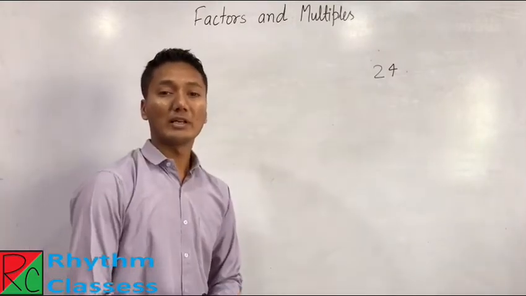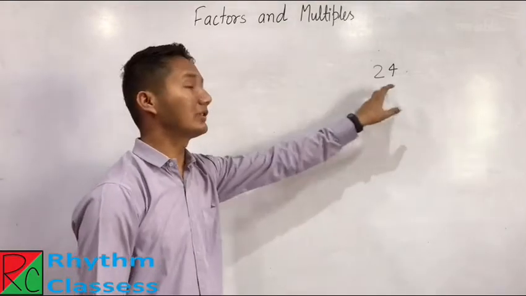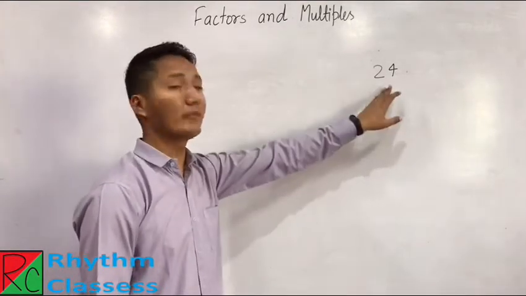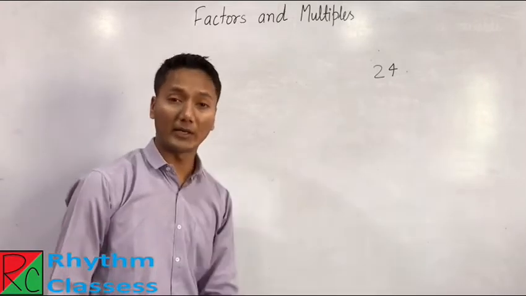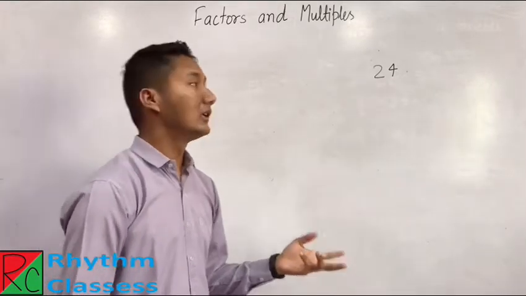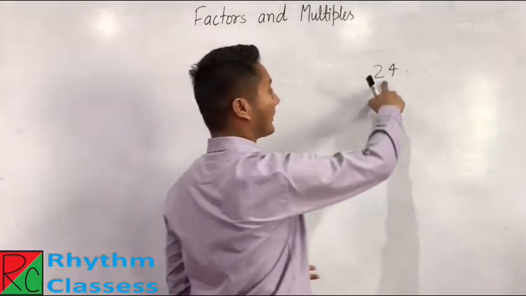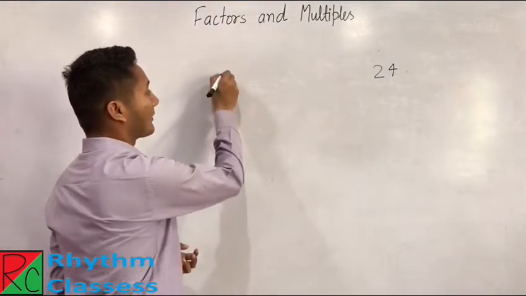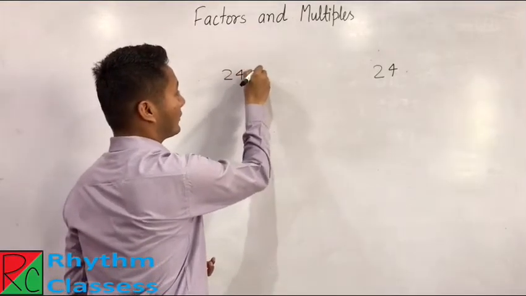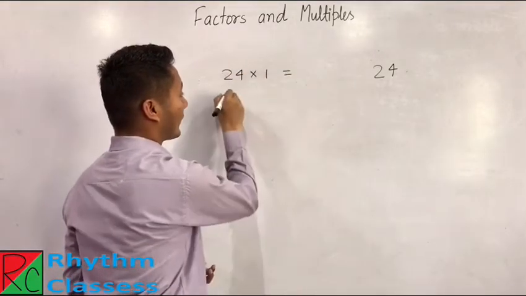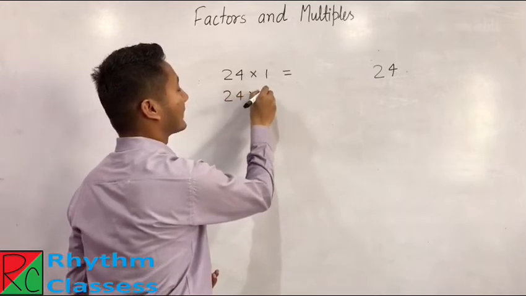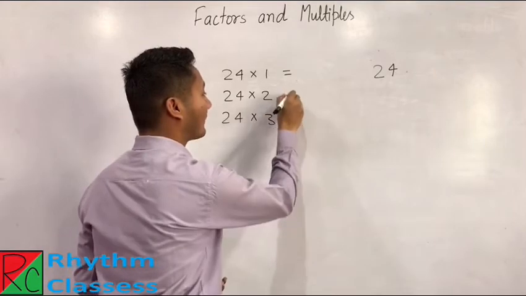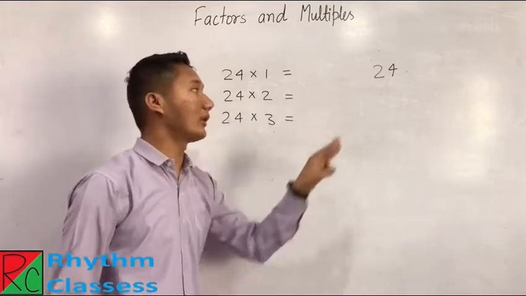Okay. Now students, if somebody tells you to find three multiples of this number, that means now we have to find three multiples of 24. How will we find them? We will simply find them by multiplying by simple numbers like 1, 2, 3, 4. Now we can write here 24 into 1 the first time, 24 into 2 the second time, 24 into 3 the third time. We have to find only three multiples of 24.